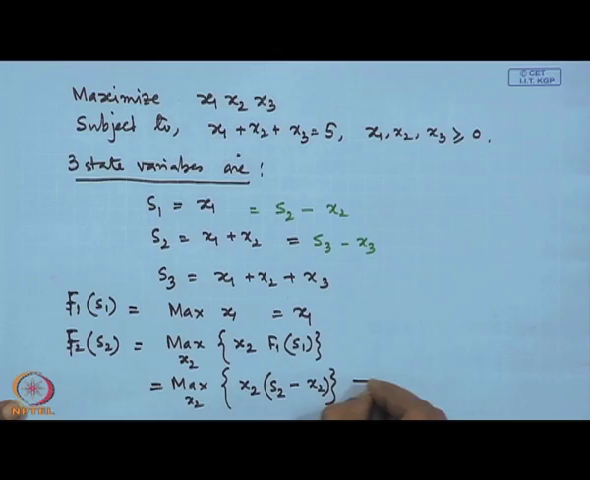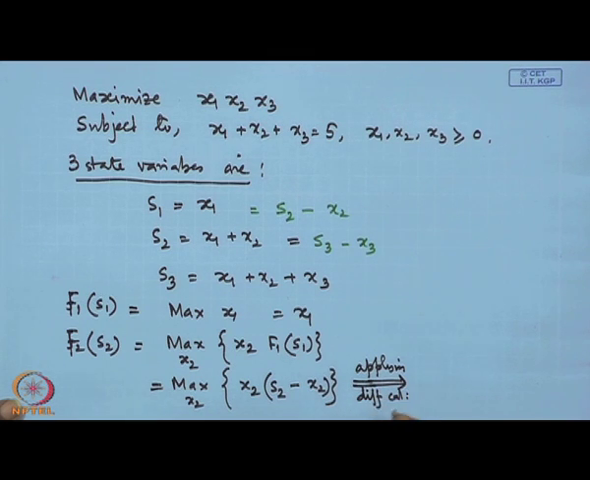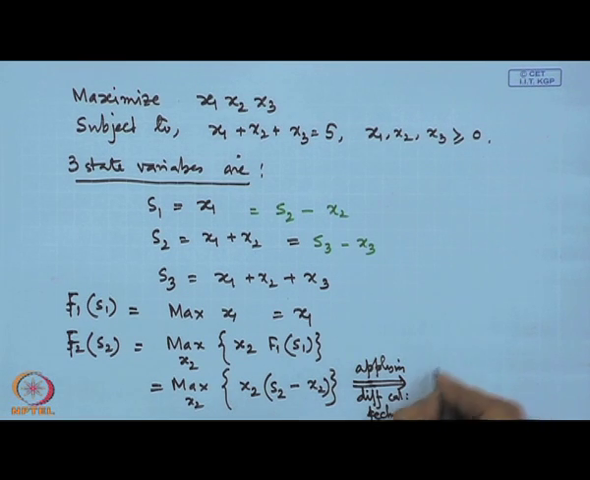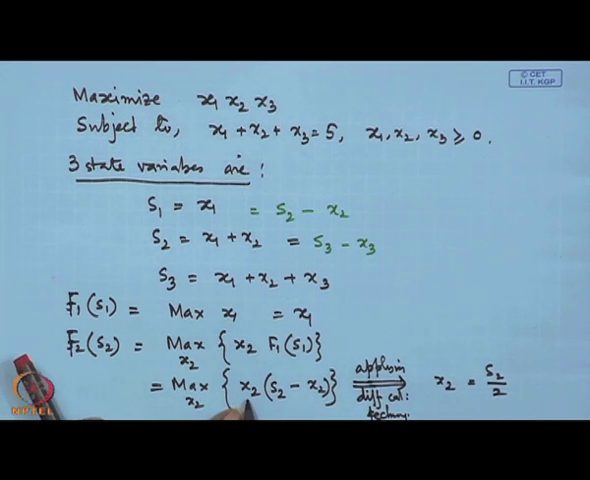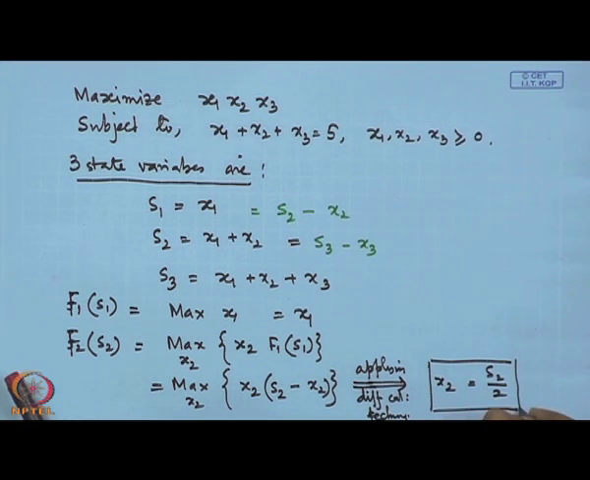If we apply the differential calculus technique, we will get x2 equal to s2 by 2. That is very easy to see, because the derivative with respect to x2 is s2 minus 2x2 equal to 0. From here we are getting the x2 value as s2 by 2. That is the optimal in the second stage.